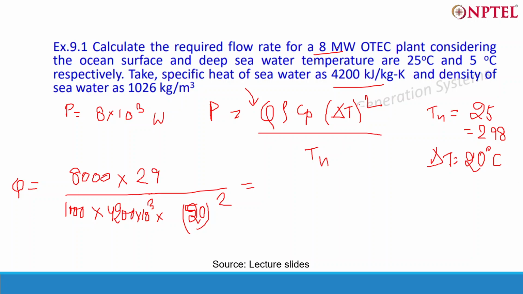Okay, so this is megawatt, and this is joule. So yeah, this is 10 to the 3 also watt. So 8,000 into 10 to the 3 is what? 298. So the flow rate will come to something around 1.7 meter cube per second. Okay, so this is the correct answer.